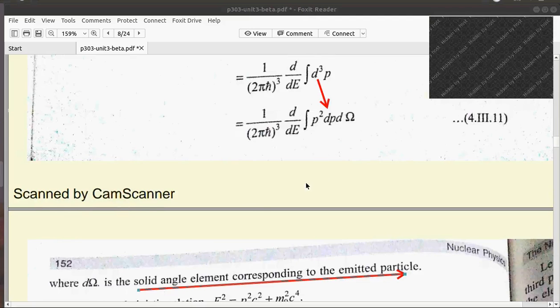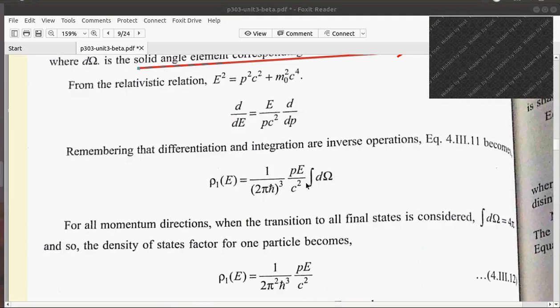We will substitute the expression in place of d by dE. Student: Sir, when we differentiate P we get 2P, so where did the 2 go? E square will give you twice E dE, and P square will give you twice P dP. So the 2 cancels on both sides. Okay, so now we'll replace d by dE.